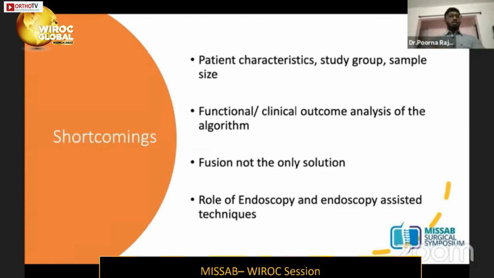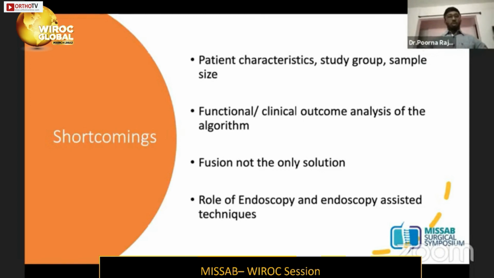So what are the shortcomings of this paper? They have included these patients from 2012, but nothing has been mentioned regarding the study group, the sample size, or the patient characteristics. They have not described how they included patients or the sample selection criteria. And there is no functional or outcome analysis for their algorithm. This is just an algorithm which they have formulated from their own experience, but no outcome analysis paper is available till now for this algorithm.